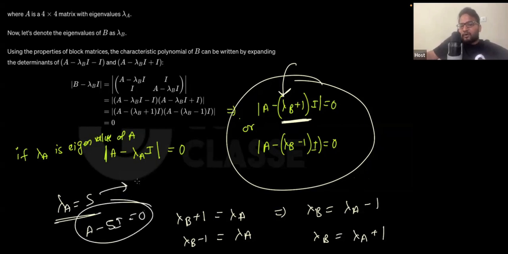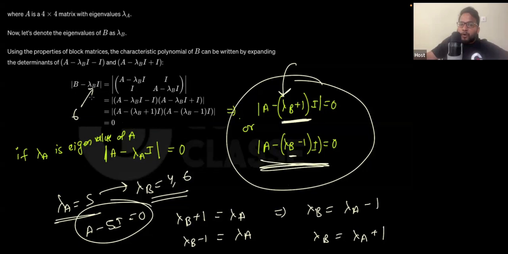Then can I say the eigenvalue of B is 4 also and 6 also? Why? Because if you put 6 here, isn't it making the whole equation 0? Because this is 0, right? If you put 4 here also, then isn't it also making the whole equation 0? So if lambda A is 5, then lambda B is 4 also and 6 also. You can subtract 1 and add 1. And finally, you will be getting the eigenvalues of B.